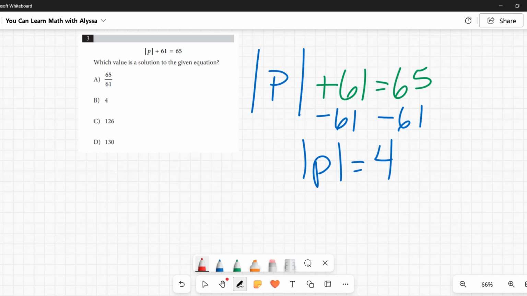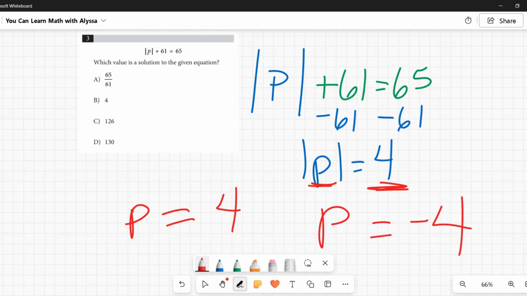I'm telling you this because next time they might not be so nice. You might not get one where it's just absolute value of p. It may be like 3p plus 5 or something like that, like I just said. So you take what's inside the absolute value, you write it twice, and one time you set it equal to the positive version of this, and one time you set it equal to the negative version of this. And then if there's any algebra to be done to solve for p, you do it. Here we don't have to.